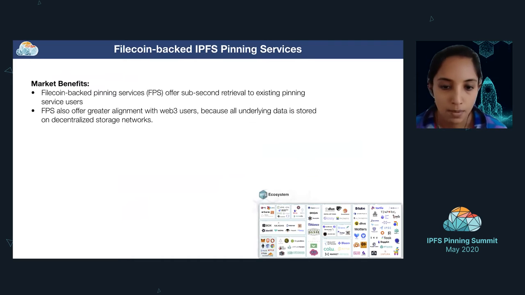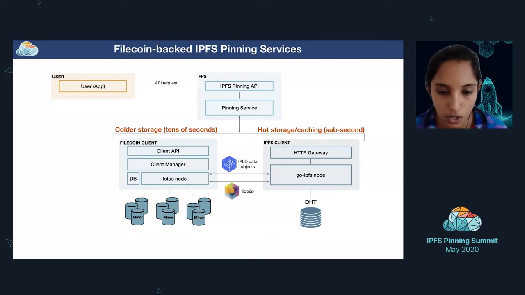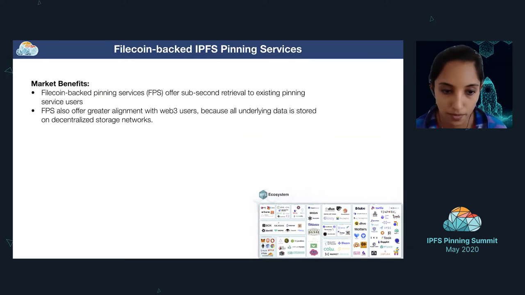So let's talk about why this is compelling. First, Filecoin-backed pinning services will still offer sub-second retrieval to existing pinning service users that depend on this sort of fast retrieval speed. But the other benefit is that these pinning services will allow greater alignment with your Web3 application users. All of the underlying data, if we go back to the architecture, would ultimately be stored on a decentralized storage network, which is Filecoin, as opposed to a centralized Web2 service provider like Amazon Web Services. And so this offers directionally better product market fit with early pinning service adopters.